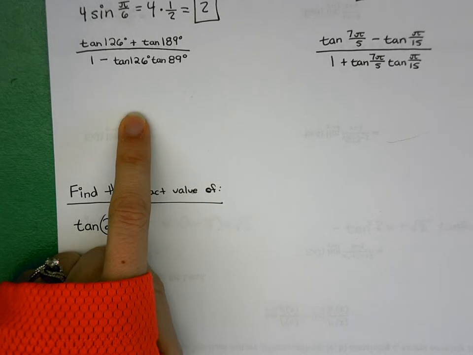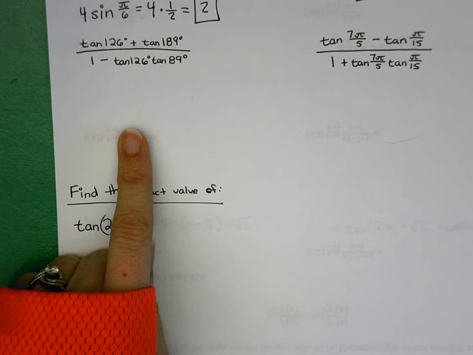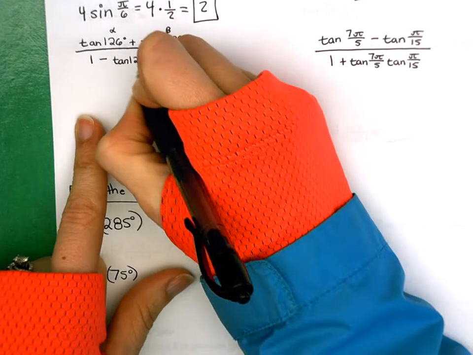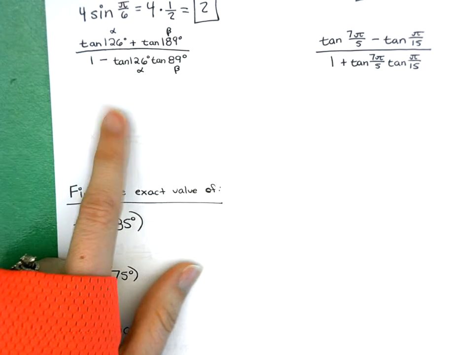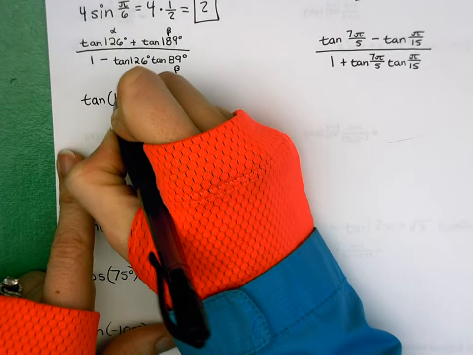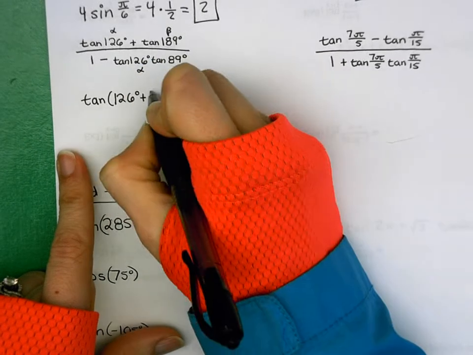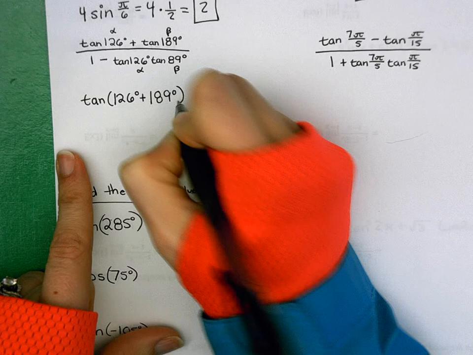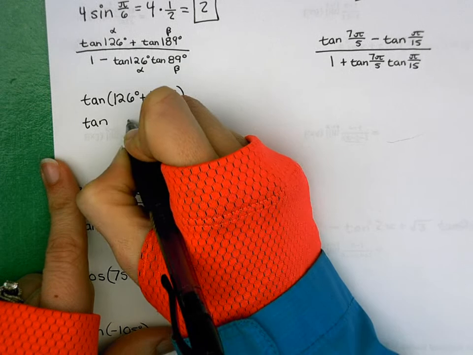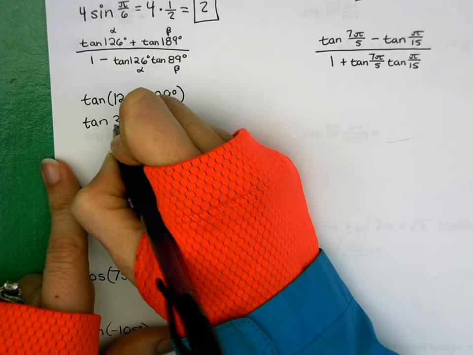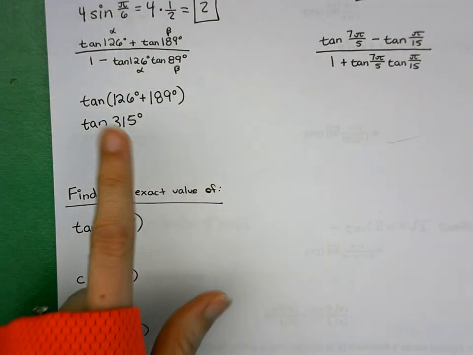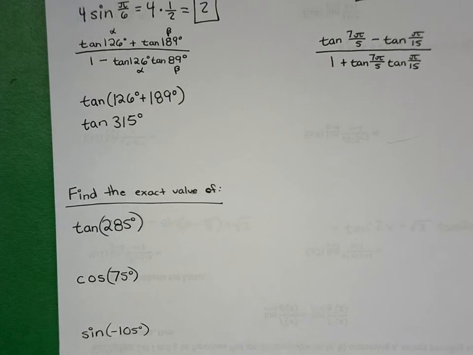As we look at our angle addition laws, this one looks most like tangent of alpha plus tangent of beta. We've got our alpha, beta there, matching our tangent alpha plus beta rule. Reversing that, tangent of my alpha, 126 degrees, plus beta, 189 degrees. When I add that, 126 plus 189 is 315 degrees. Let me do a quick double check of that addition. 5, 1, 1, 3, yes. Tangent of 315 degrees, which I can evaluate.